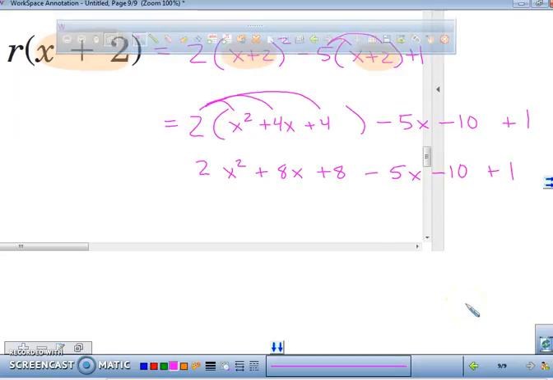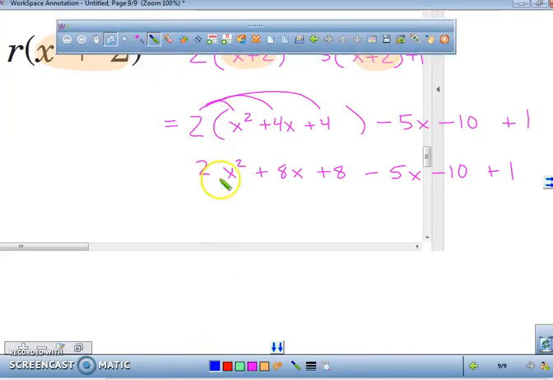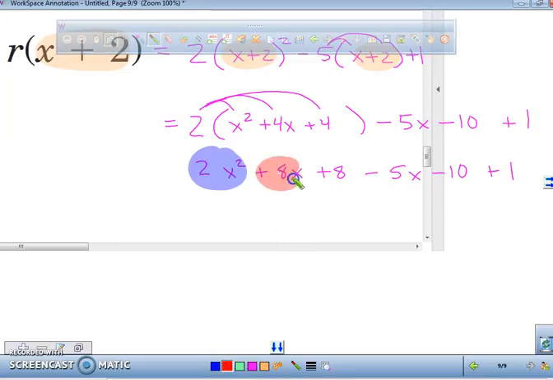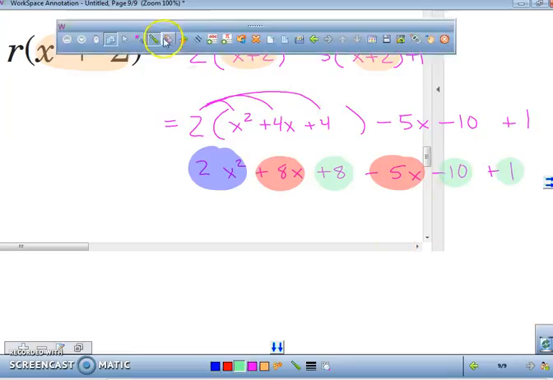All right, now that we've distributed everything, all we have to do is combine like terms. So right now, here's all of my x squares. Do you see any other x squares? I don't see any other x squares. All right, so let's go to the next one. I have an 8x. Do you see any other x's? Negative 5x, good. And then I have a number 8. Do you see any other constants? Negative 10 and 1. So let's just add them all together.